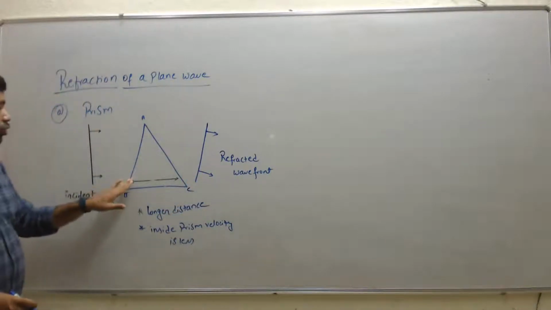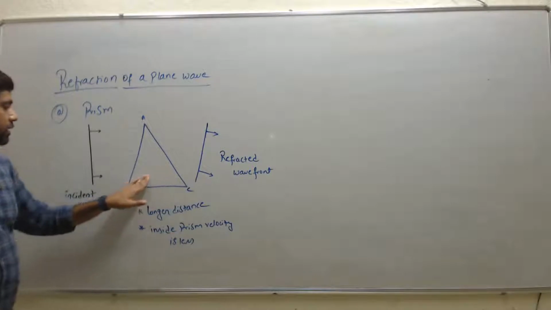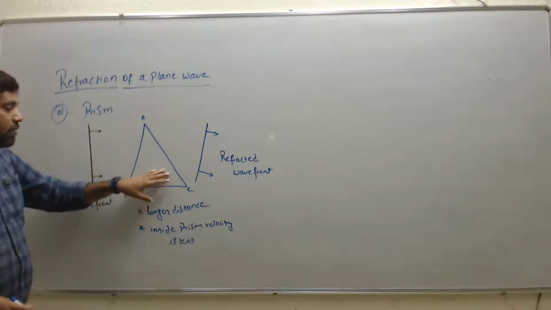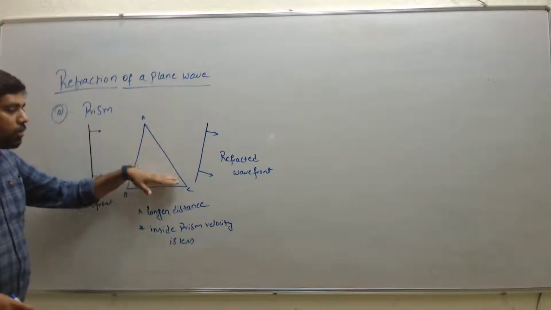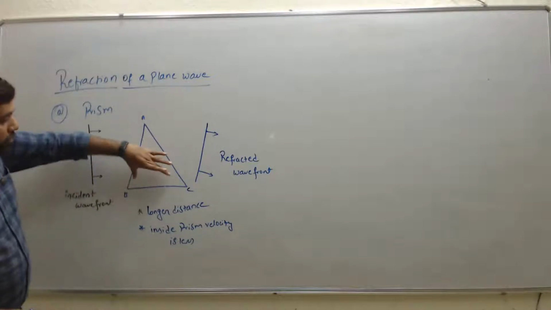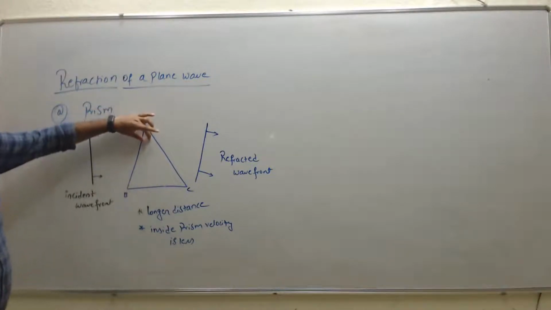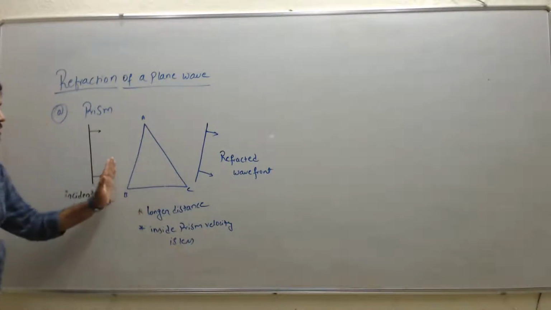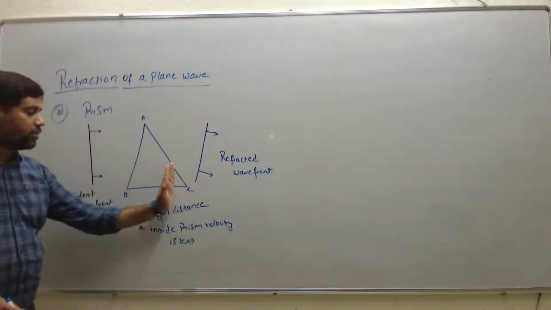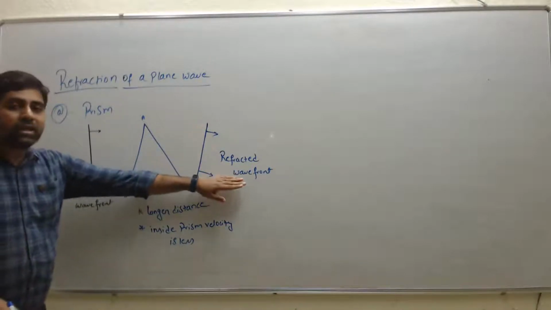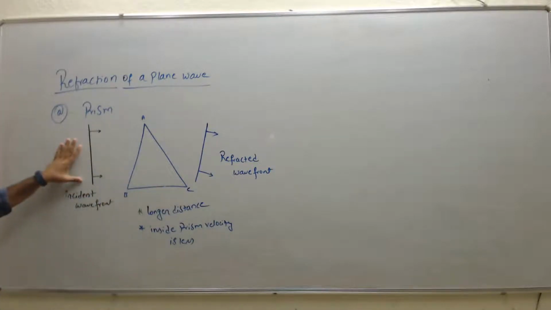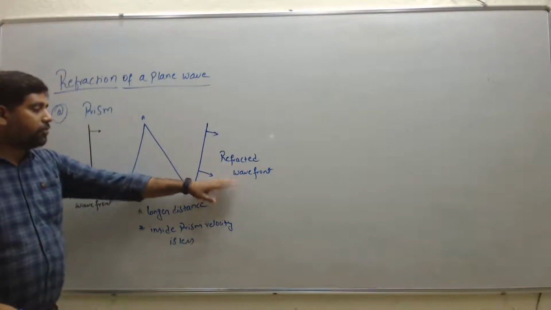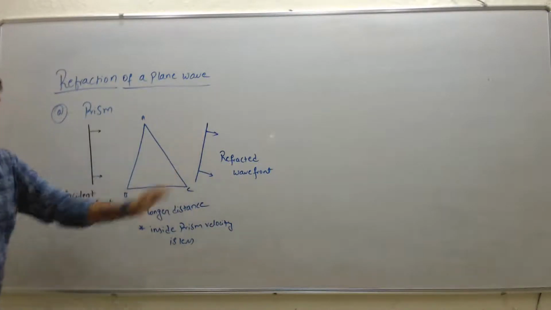So the tilting of the wavefront is because of two reasons. The lower part of the wavefront has to travel the larger distance at the bottom of the prism. If you observe this, it is a larger distance compared to the top. And the second reason is that inside the prism the velocity is less. Hence it has to travel more in the denser medium. Hence the refracted wavefront is tilted. So this is what happens when the incident wavefront travels through the prism. The refracted wavefront we get is in the tilted position.